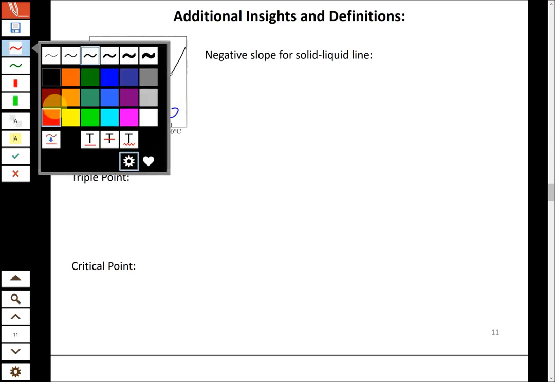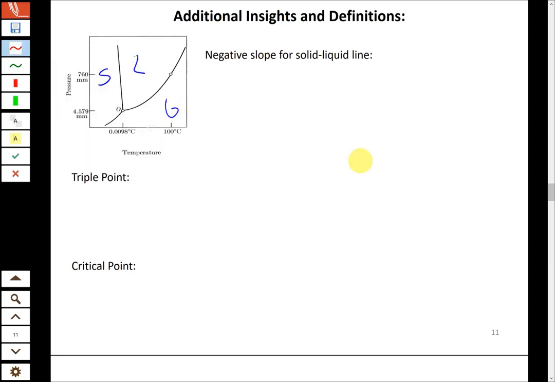Now, one thing you'll notice if you look closely is that this solid liquid line has a negative slope to it. It's sloping a little bit from bottom right to top left. So let's think about what that means here. So let's say we start in this, it's kind of hard to do in this diagram because this line is not very, very slanted, but let's say we start here at that point.